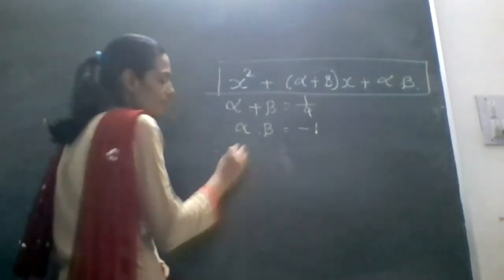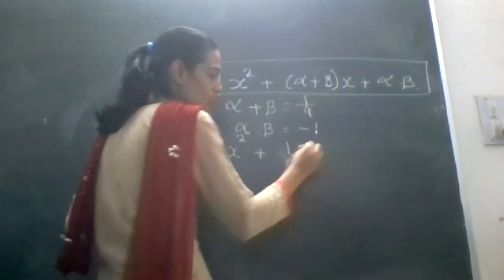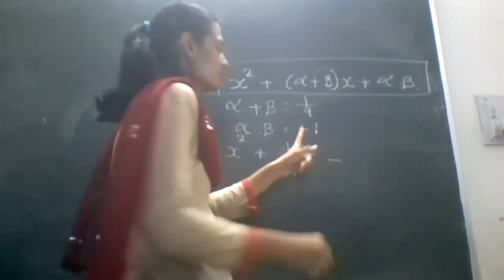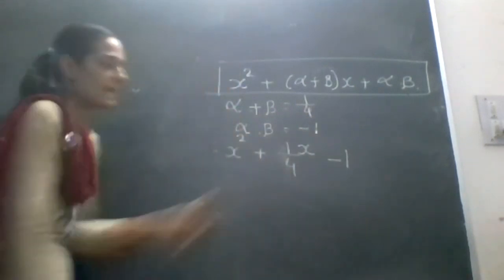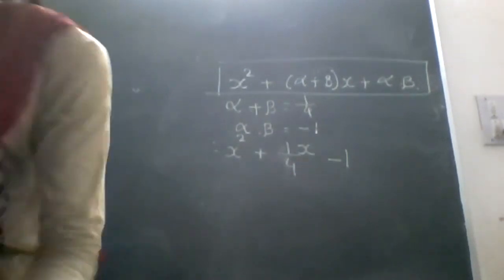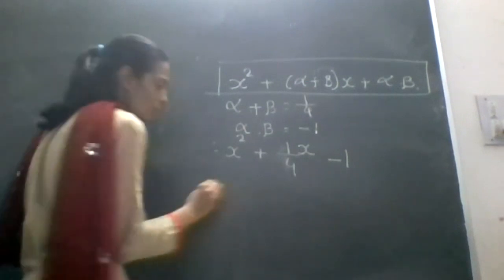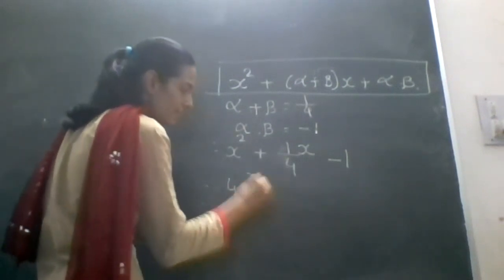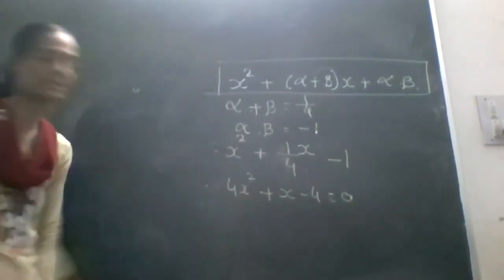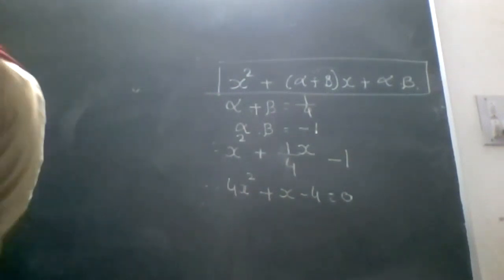So, what you will get? X square minus alpha plus beta, that is 1/4 into x. Alpha into beta is given -1, so plus into minus becomes -1. Now, it is 4, right? So what you have to do? You just take out the LCM. So what you will get? 4x square minus x minus 4 is equal to 0. This is your polynomial. Are you getting this?